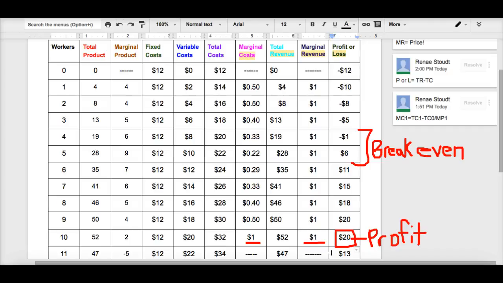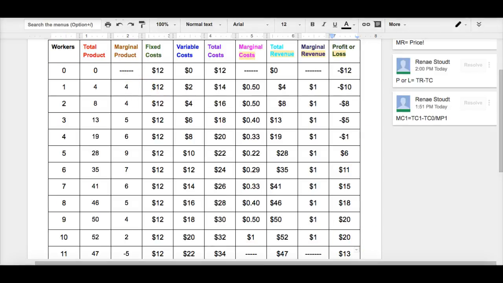And inevitably, I have somebody that's like, okay, why not hire 9? I mean, they still have $20 in profit. Well, think about it this way. Why not hire 10? Because, hey, at 10 workers, it's technically not costing me anything more. I still have the same amount of profit. So if you are at 10 workers, for the long run, you already have that worker there. So profit max is going to be where the profit is the highest and marginal cost and marginal revenue are the same.